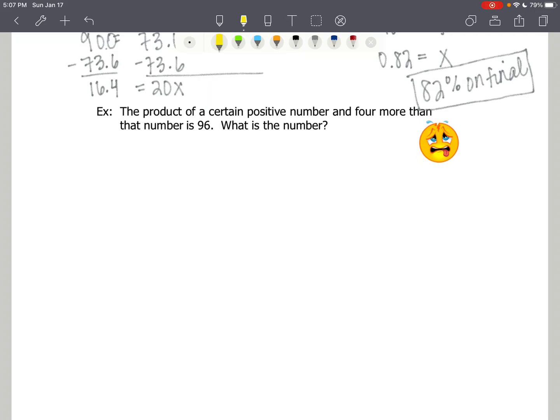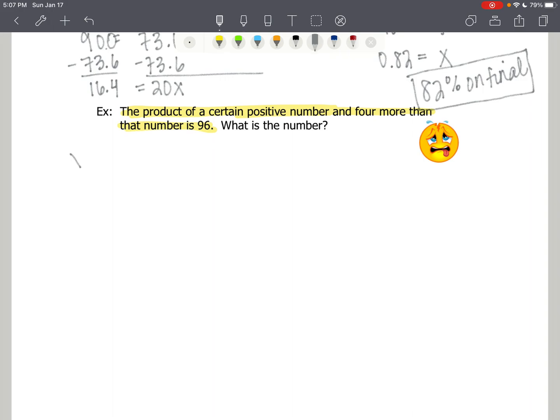Okay, the product of a certain positive number and 4 more than that number is 96. What is the number? The thing that makes this problem a little bit different than the ones we did earlier is that we're talking about a positive number. So that's really important because negative numbers aren't going to work as answers here. So the product of a certain number and 4 more than that number is 96.